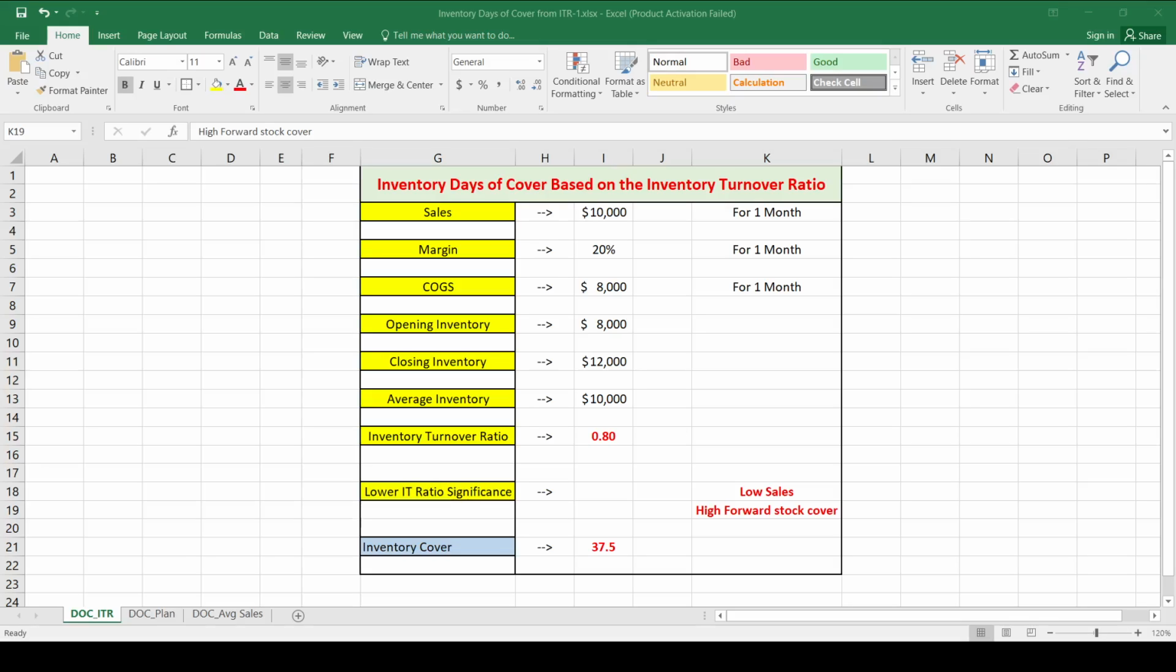So you can see my screen. In this screen, I have tried to calculate your inventory days of cover from your inventory turnover ratio.